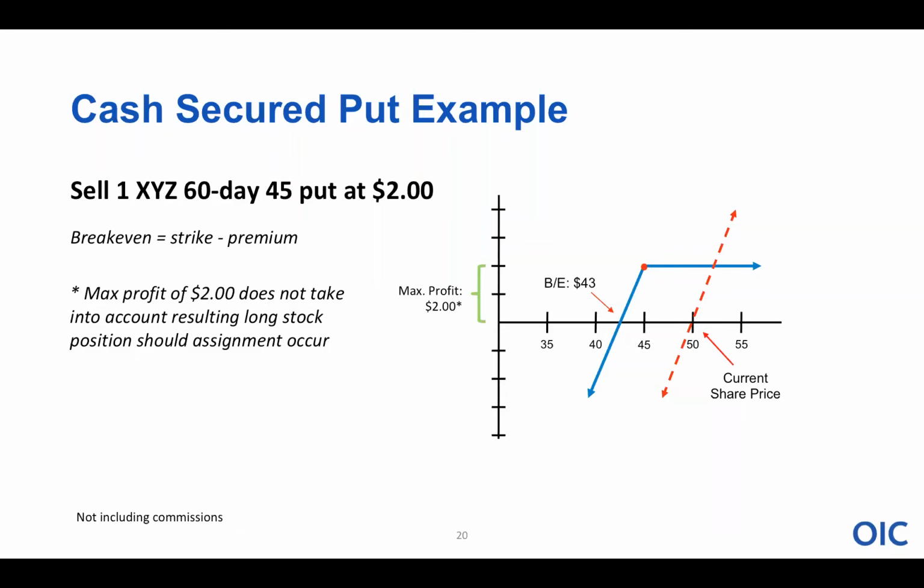If the stock closes below 45 on expiration, say it closes at 44.5 and you do nothing, you will get assigned on that put and you will own shares effectively at, let's call it 43, because you took in $2 for the put. That's when you would get assigned at expiration.